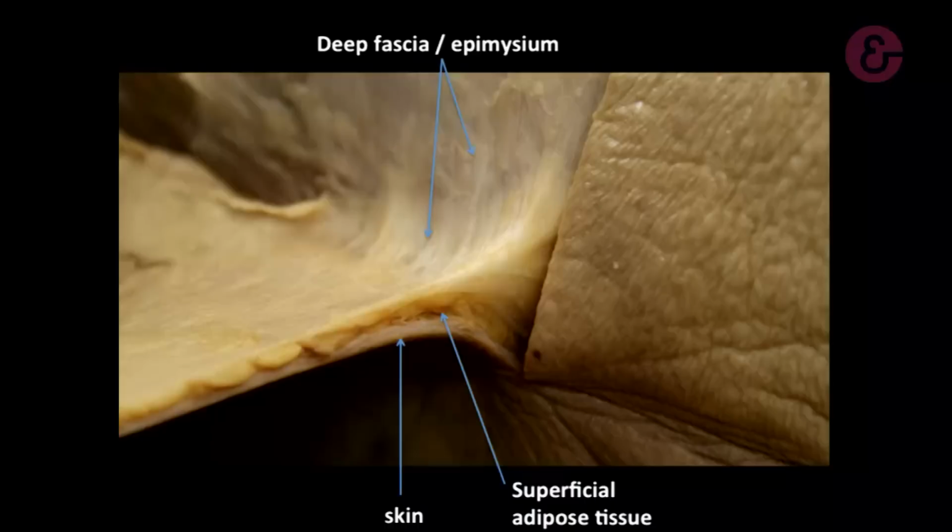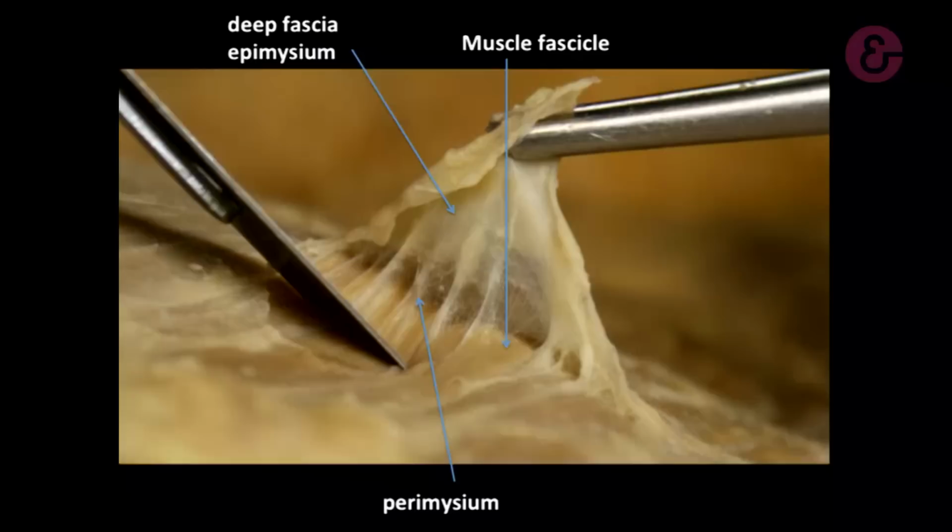Then I took the skin away a little bit more. So you have the skin, superficial adipose tissue, the deep fascia, and the epimysium. Here, I made an incision of this epimysium, lifted it up, and now you see the muscles. These are muscle fibers, the fascicle. And you have the perimysium, which surrounds these muscle fibers, and this is connected directly to the epimysium. I will come back to this later, because I think this is really interesting for the function of the fascia.